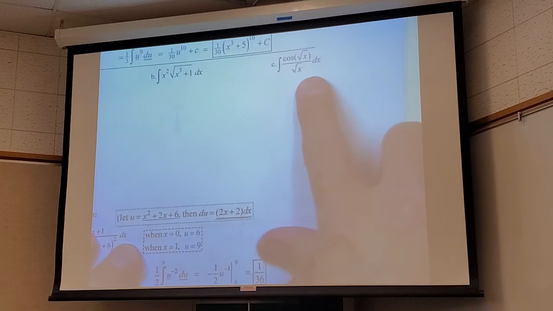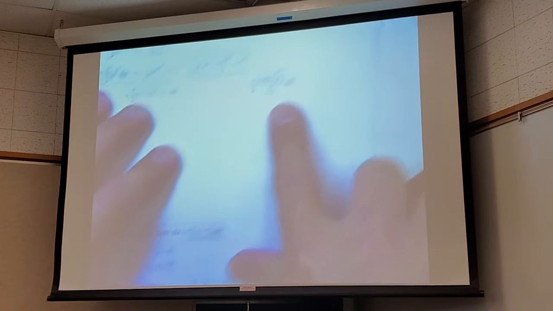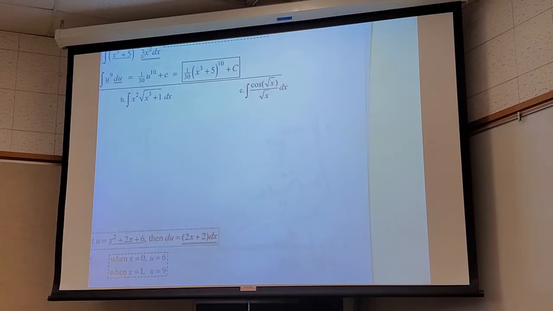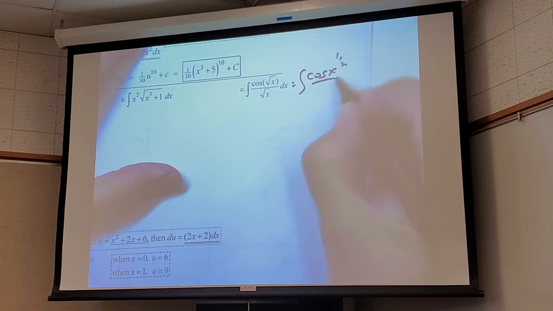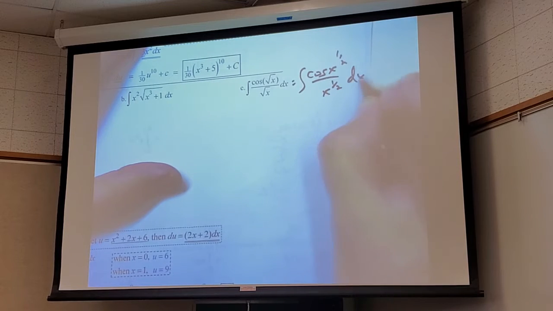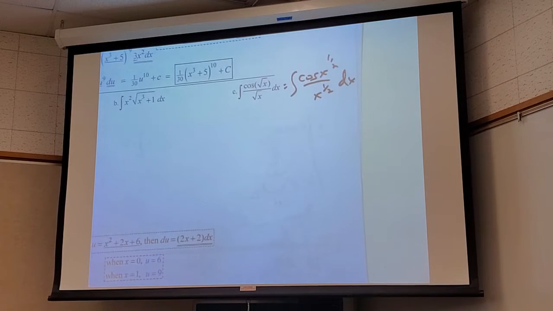So here, help me out. This one's kind of neat. First thing I would do, let's rewrite this as cosine of x to the 1/2 over x to the 1. All right. Well, this one's weird, but again, if you're not sure what to do, start with the inside function and see if it leads you somewhere good.